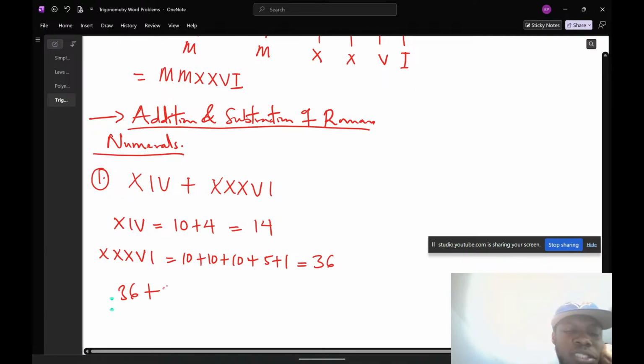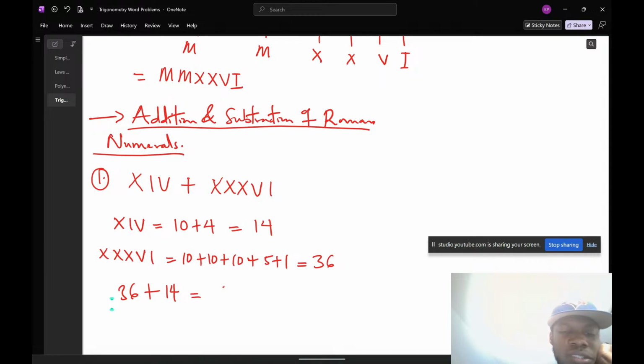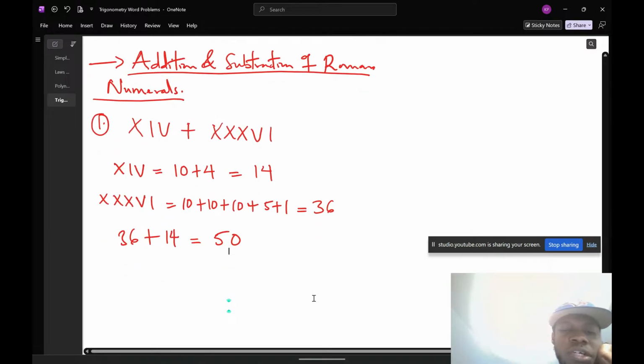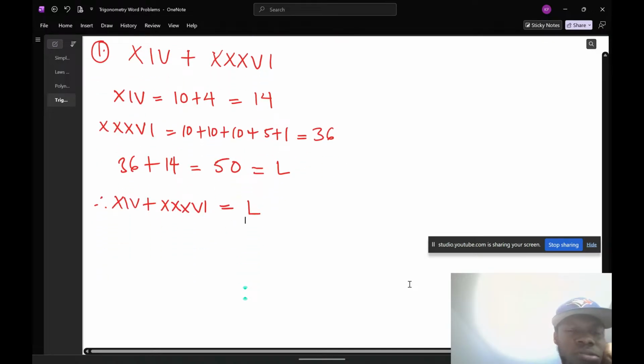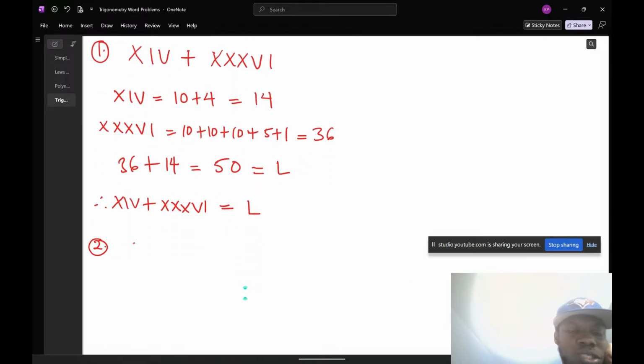So now we'll say 36 plus 14. 36 plus 14 will give us 60? No, it will give us 50. My bad. And we know that 50 is equal to L, right? Therefore, XIV plus XXXVI is equal to L. Okay, so now let's do number 2.